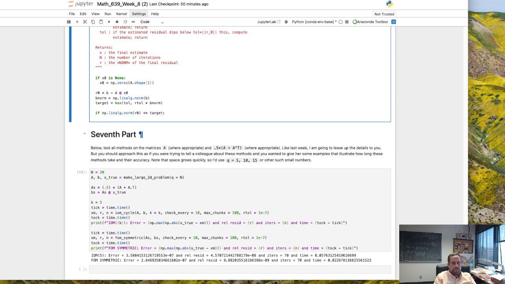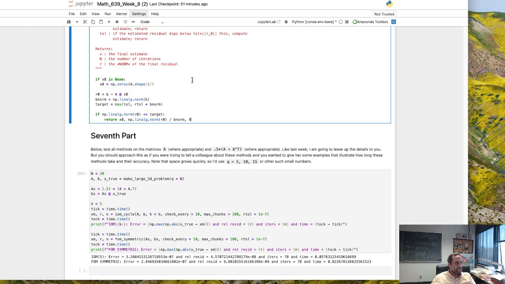And we're going to return x naught, which is the, okay, that's the x that we're on now. Beta, you know what is beta equal to? Beta is equal to np.linalg.norm of r naught divided by b norm, and then it took 0 iterations. Oh, you know what, I have this backwards.